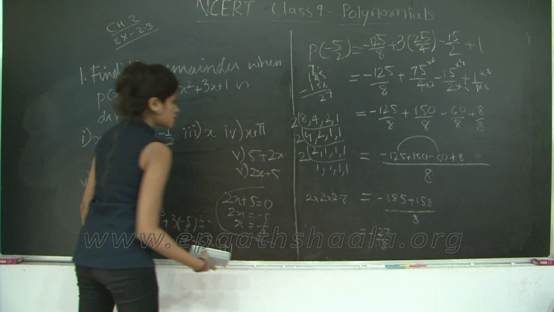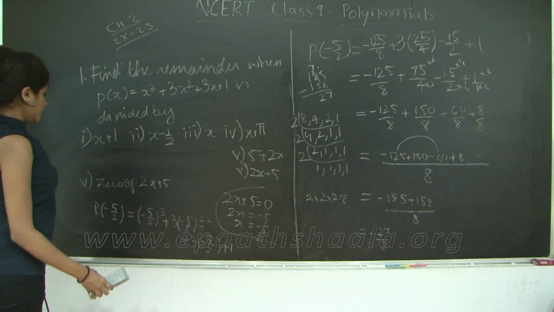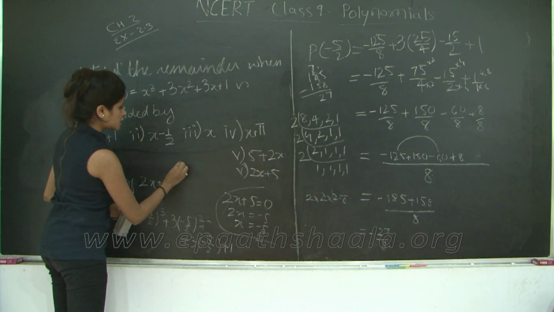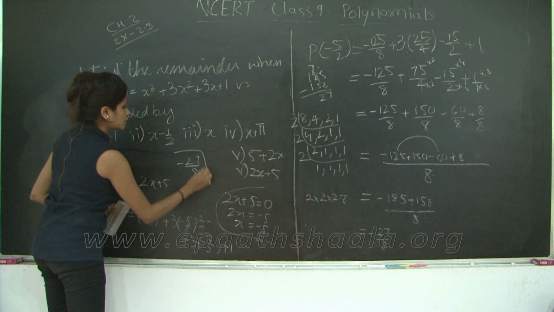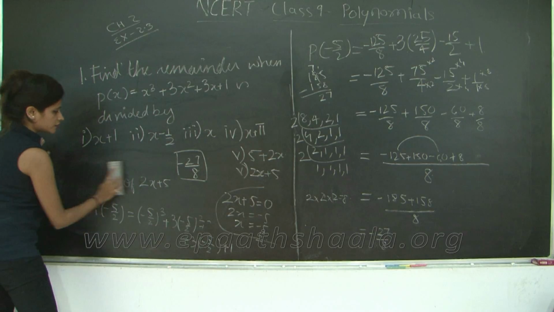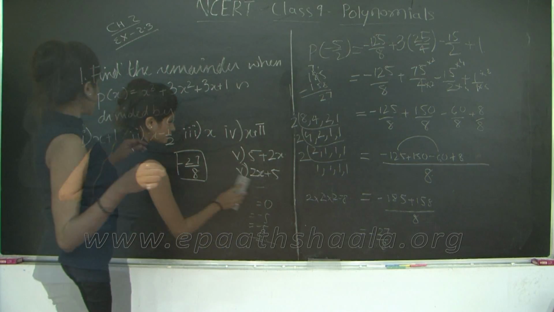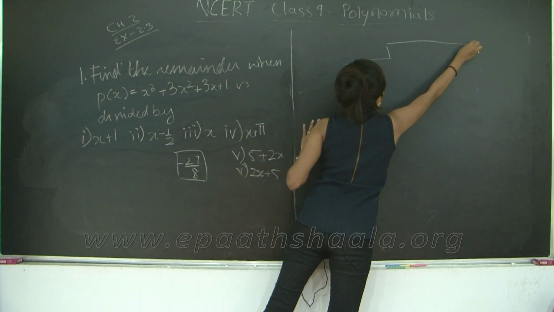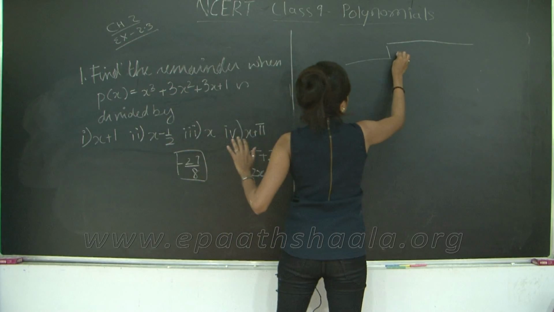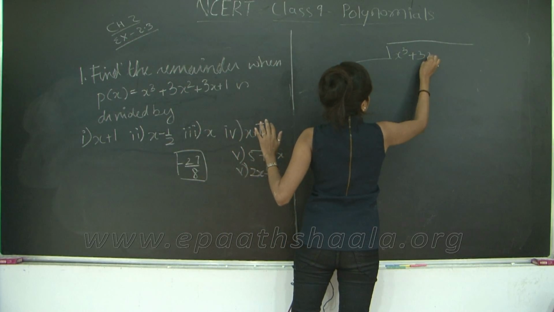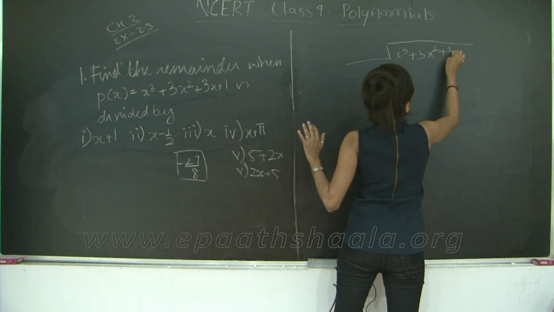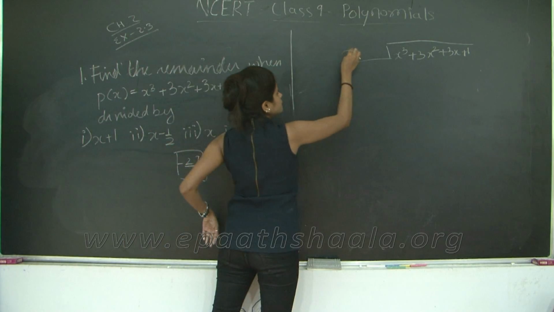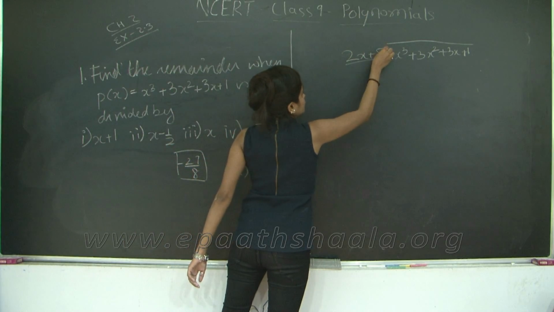We do not have much space to solve this sum by using the long division method. So for now I am just going to note down the remainder, which is minus 27 upon 8, and then compare it. Okay, I am erasing the rest of the stuff on the board. Okay, so the long division method, you have x cube plus 3x square plus 3x plus 1, and you need to divide it by 2x plus 5, right?